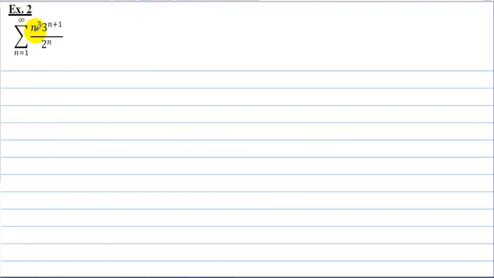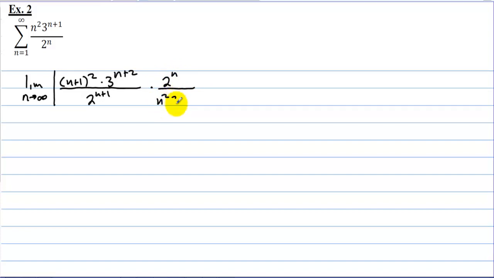Example 2. We have n squared times 3 to the n plus 1 over 2 to the n. We'll do the ratio test on this. Limit as n approaches infinity of, we have a sub n plus 1, which will be n plus 1 squared, times 3 to the n plus 2, over 2 to the n plus 1. Now instead of dividing by a sub n, let's multiply by the reciprocal. We have 2 to the n over n squared times 3 to the n plus 1.